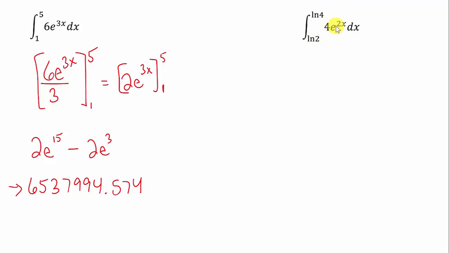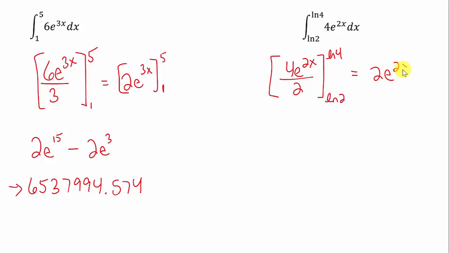Same idea. I want to integrate first. So I'm going to integrate this, and everything is going to stay the same, divided by the number in front of x in my power. So you have to be very careful about that. And then I want to evaluate this from my lower bound to my upper bound. Again, personally, I like to simplify first. 4 divided by 2 is 2, so I get 2e to the 2x. And I'm going to evaluate that from natural log of 2 to natural log of 4.